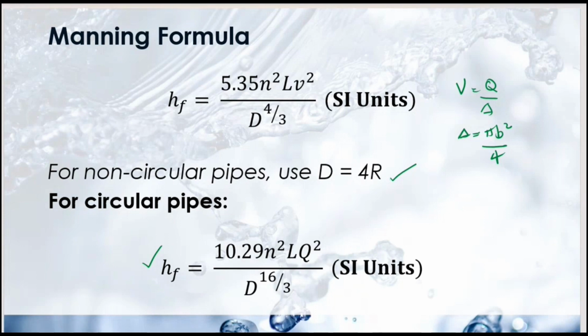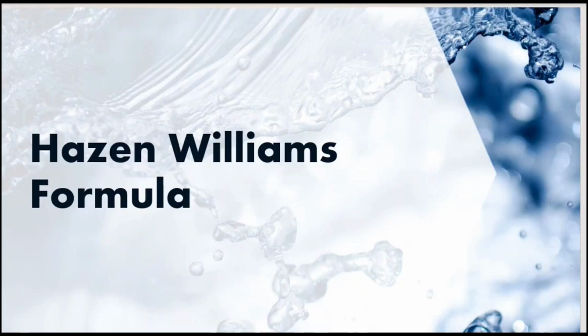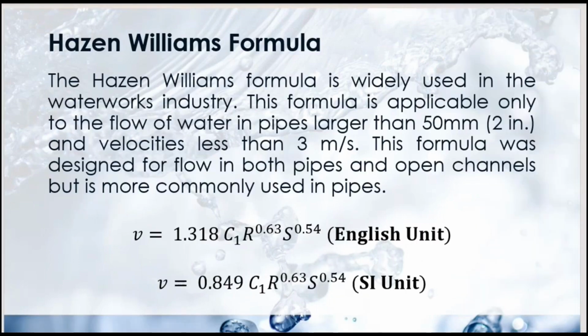And the last one, we have the Hazen-Williams formula. The Hazen-Williams formula is also widely used, but this time in the waterworks industry. This formula is applicable only to the flow of water in pipes larger than 50 millimeter diameter, or 2 inches. So if the diameter is greater than that, we could use Hazen-Williams, and the velocity is less than 3 meters per second.